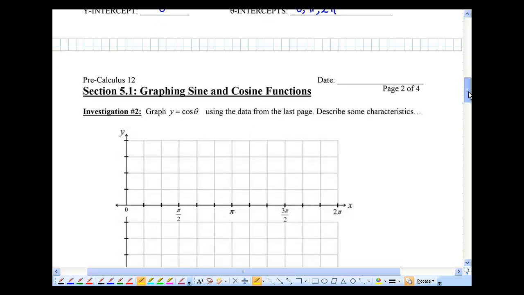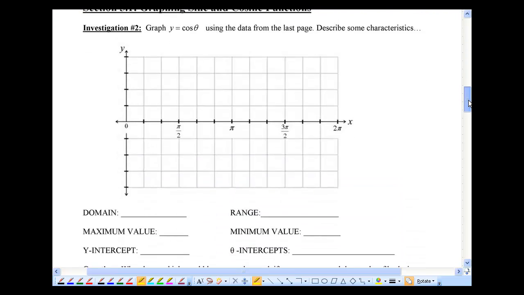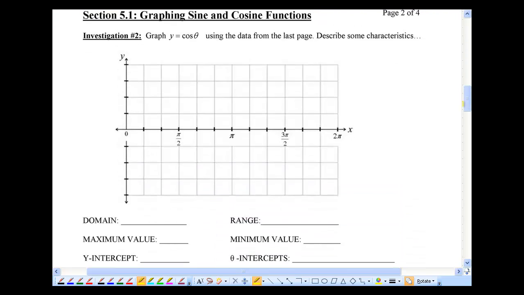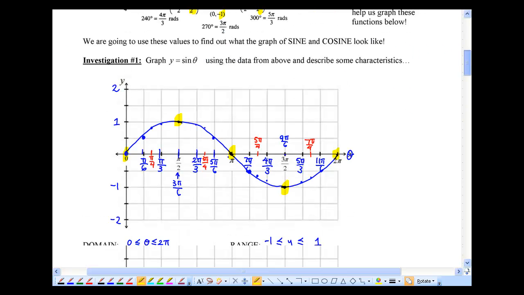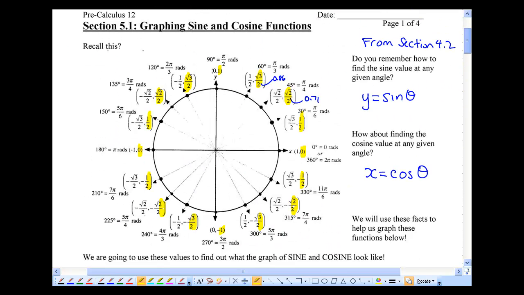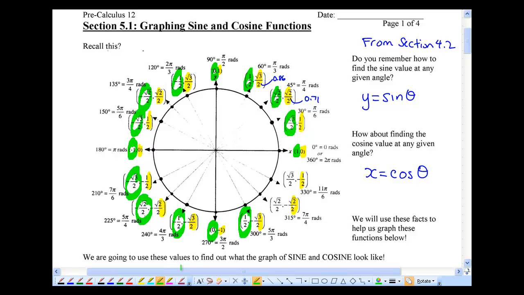All right. Yes, you guessed it. Let's graph cosine. Now remember what the cosine values were from that unit circle graph. If you don't remember, we said that in section 4.2. Cosine theta is the x coordinates. So I'm going to use all these x coordinates now, x for cosine. By the way, you don't need to circle them in your notes.